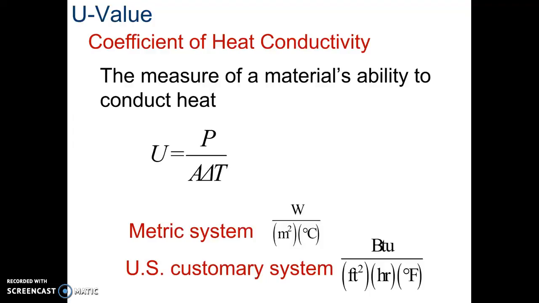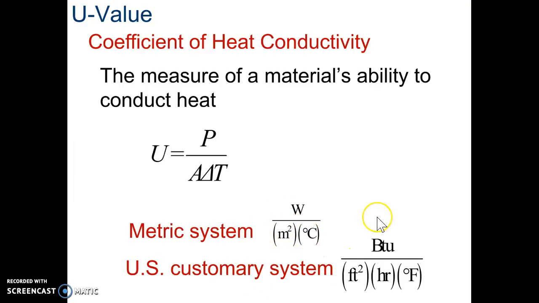So to talk about insulation and home insulation, we need to talk about U values and R values. Now, U values are basically the coefficient of heat conductivity, how conductive it is, how much heat is let through. Basically measuring a material's ability to conduct heat. We're looking at the power, the rate of energy transfer per area and per temperature. Now in metric, that's watts per meter squared degrees Celsius.